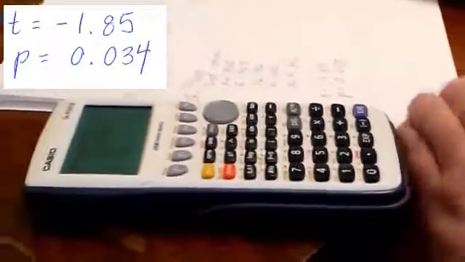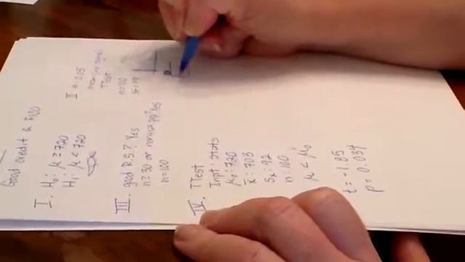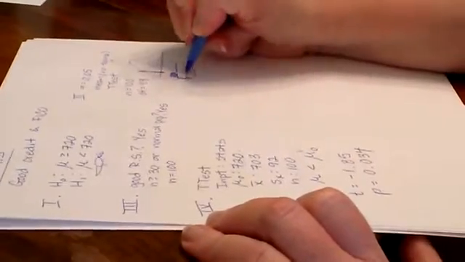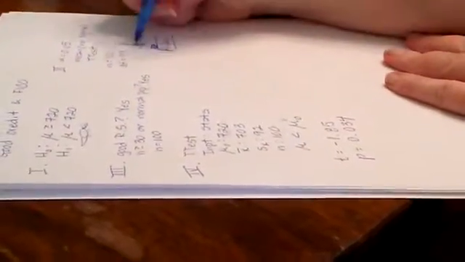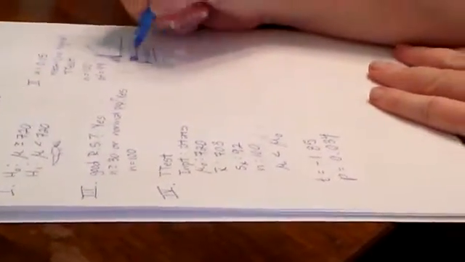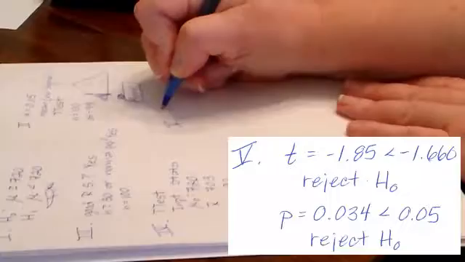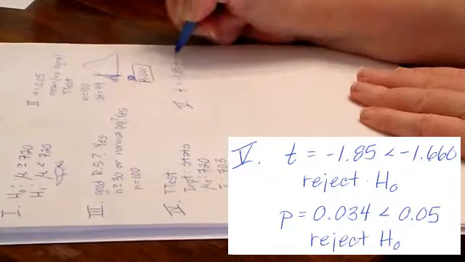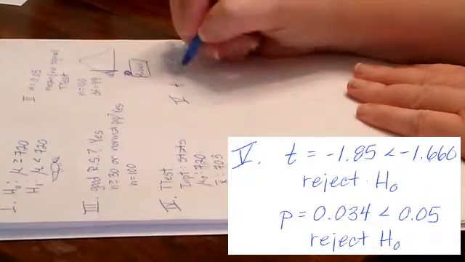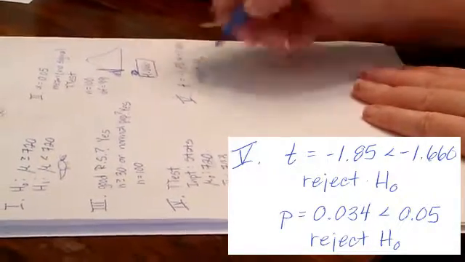Okay, so now I need to go back and fix step 2. I put 1.66, but really this is a negative critical value, right? Because it's on the left-hand side, so that should be negative 1.66. And I want to compare my t-value, right? So on the left-hand test, my test statistic is less than my critical value. Therefore, I'm going to reject the null hypothesis.